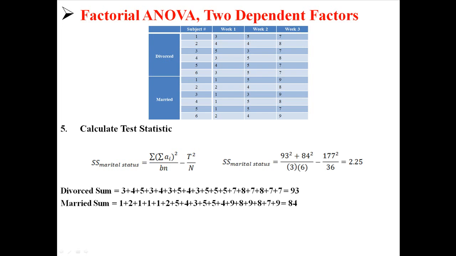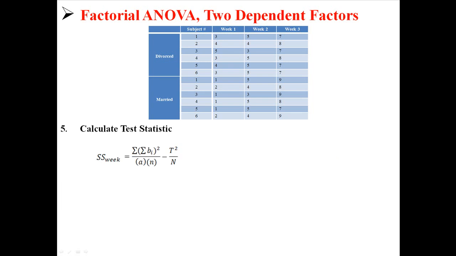We're going to have 93 squared plus 84 squared. Then we're going to divide by b times n. B is 3 and n is 6 because there are 3 B groups and there are 6 people in each cell. That's easy. Capital N is 36 because we have 36 scores. And capital T is 177. It's just all the scores added together. So doing all of that, we find a sum of squares marital status of 2.25.